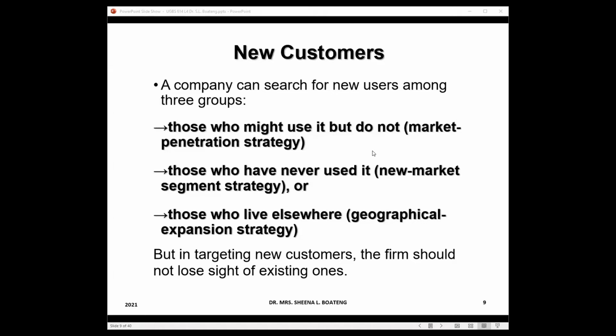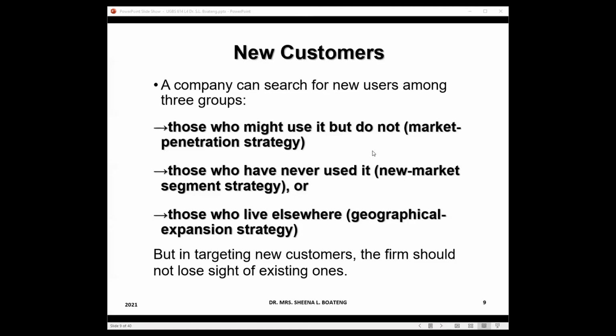And then the third group we can talk about is those who live elsewhere, where the firm uses a geographical expansion strategy to target customers in other geographic segments. So currently, if the firm is selling only to customers in Ghana, they may look at new geographic territories, like for instance, the United States or the United Kingdom, or other countries where they believe there are customers who would have a use for the product or service that they deal in.